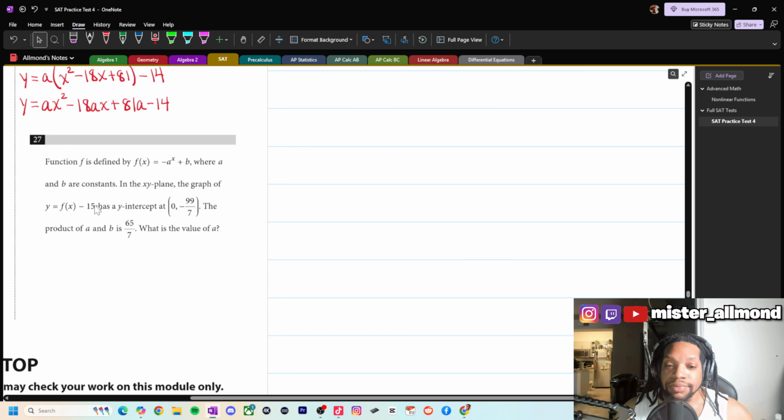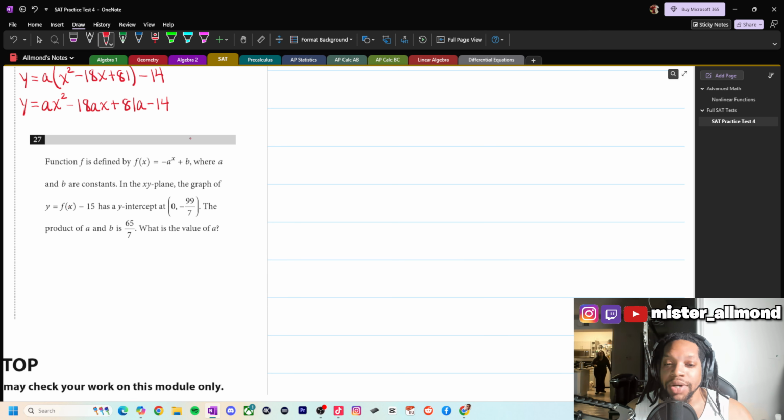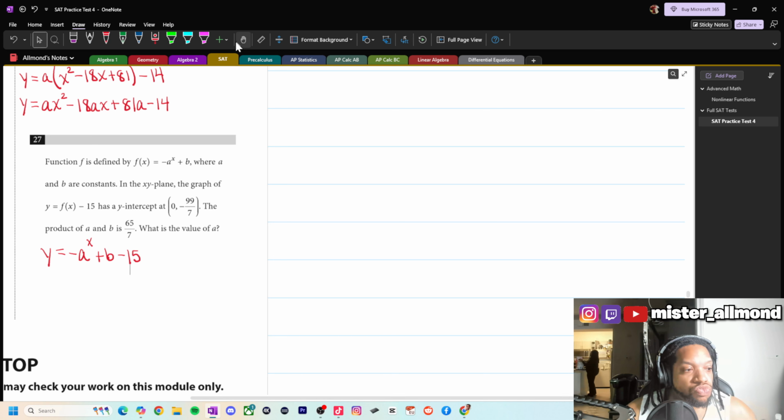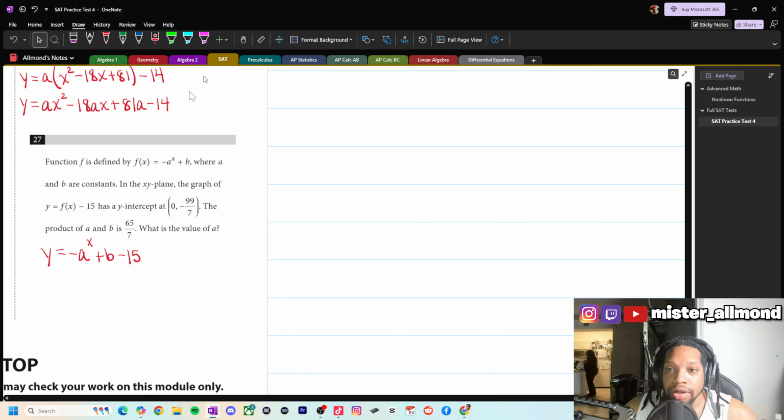Okay, so what I can say is y equals, I know f of x is this, and then minus 15. So if y has a y-intercept of negative 99 over 7, I think I can set that to b minus 15. I think. Okay, hold up.